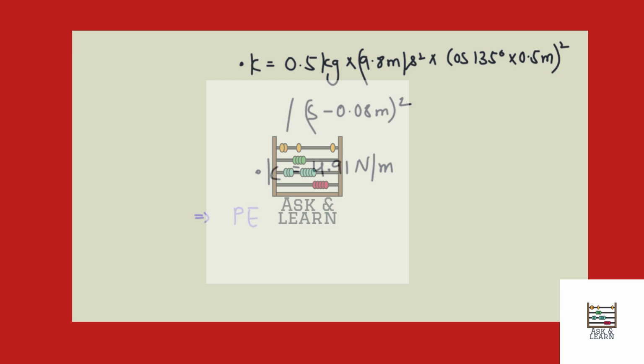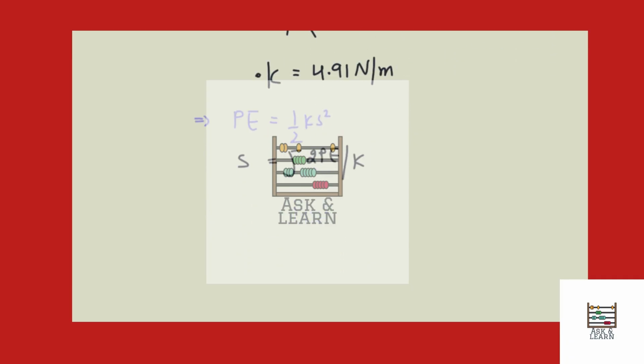Finally, we can use the equation of potential energy of a spring to solve for the distance s. So the potential energy is equal to half k s squared. And as we know the value of k, s comes out to be the square root of 2 PE upon k. Plugging in the values, s is equal to the square root of 2 into 0.5 joule upon k, that is 4.91 Newton per meter, and s comes out to be 0.20 meter, and therefore the ball must be pulled back and released to a distance of 0.20 meter in order for it to begin to leave the track when theta is 135 degrees.